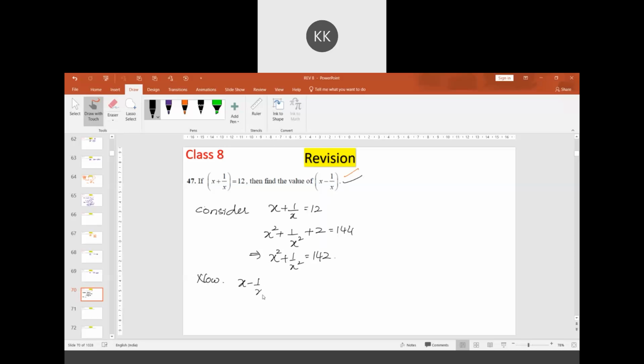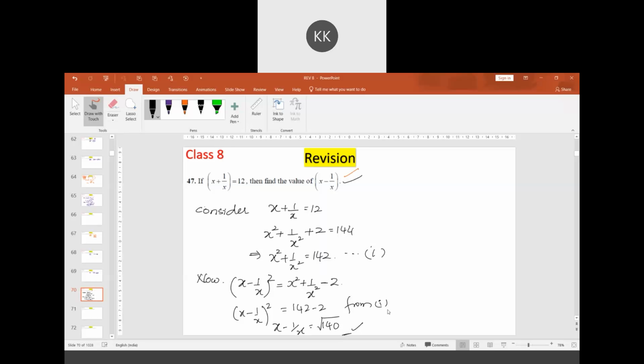Now you consider this particular thing and square it: x minus 1 by x whole square. Expand this. This will be x square plus 1 by x square minus 2. Let me call this equation 1. The value of x square plus 1 by x square is 142. So x minus 1 by x whole square will be equal to 142 minus 2, which is 140. So x minus 1 by x is root of 140.